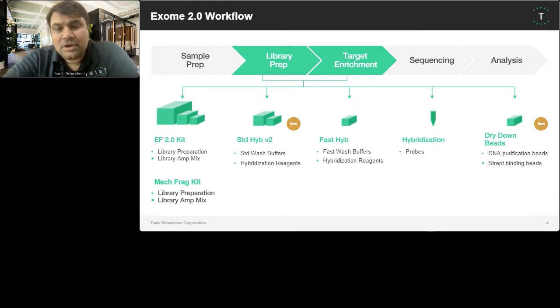And then the new thing that we introduced is we listened to the voice of the customer, and we added bead-based protocols to the current exome. So we also supply those dry-down beads along with the current kit configurations, just in case you want to use the bead-based protocol rather than using the vacuum-based protocol, which has been our standard with the previous exome version.